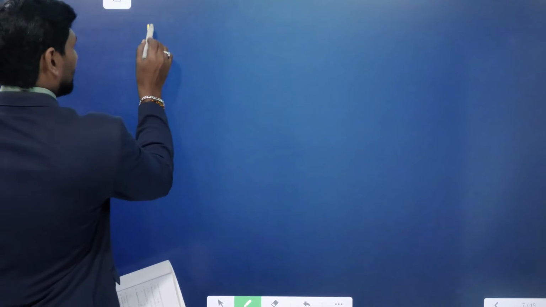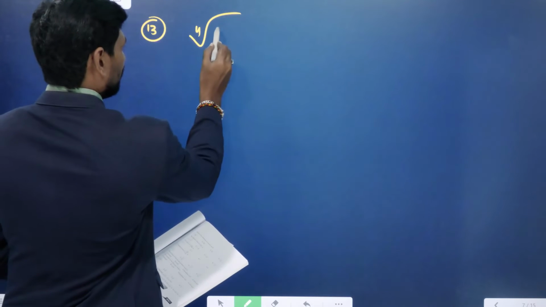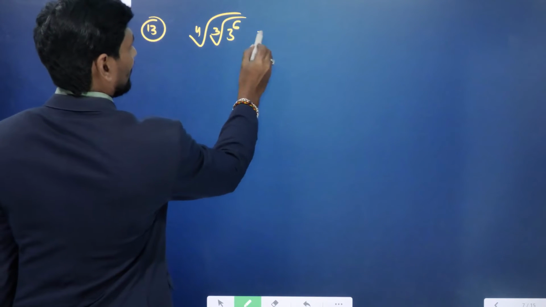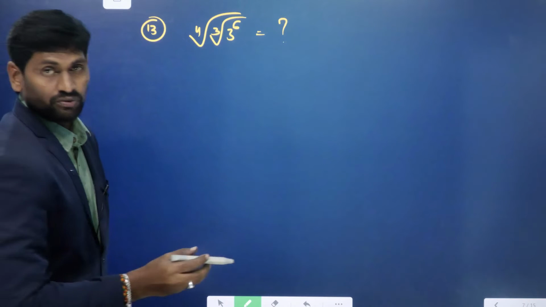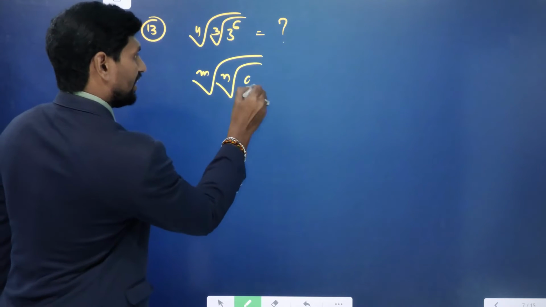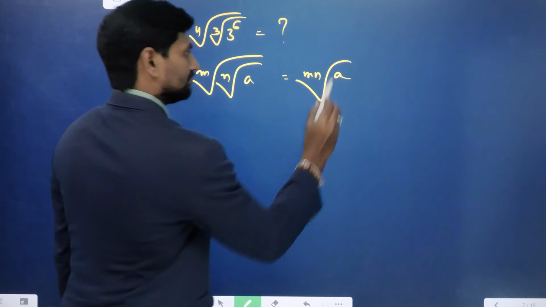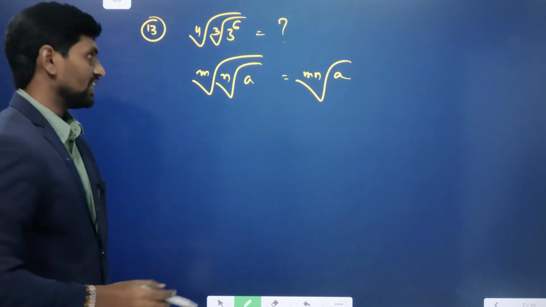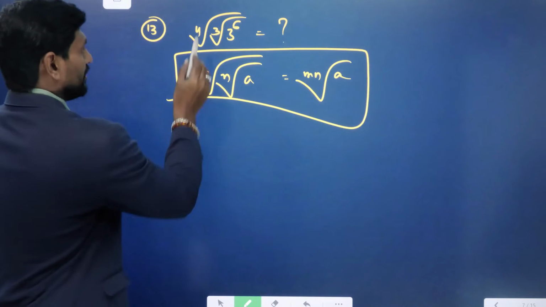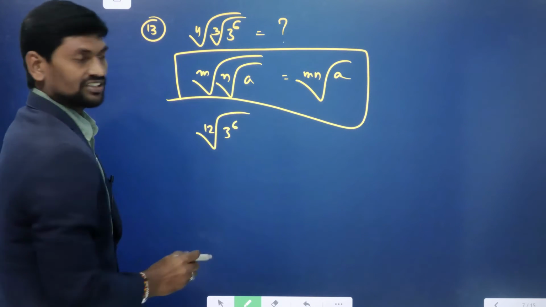Problem number 13: the 4th root of the cube root of 3 power 6, what is the value? We need to discuss here that the mth root of the nth root of a is nothing but the mnth root of a. This is one of the laws of surds. We should use this law to simplify here. That means 4 into 3, 12. We can write the 12th root of 3 power 6.